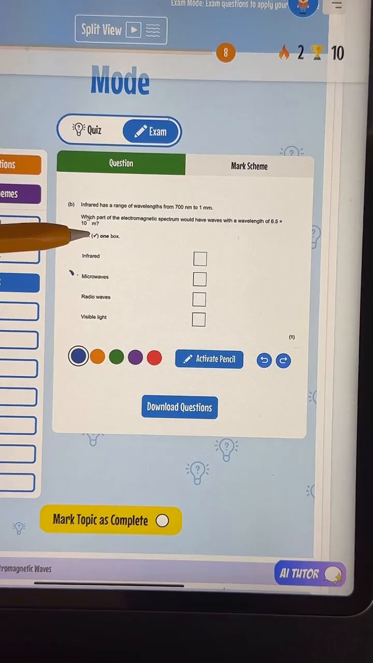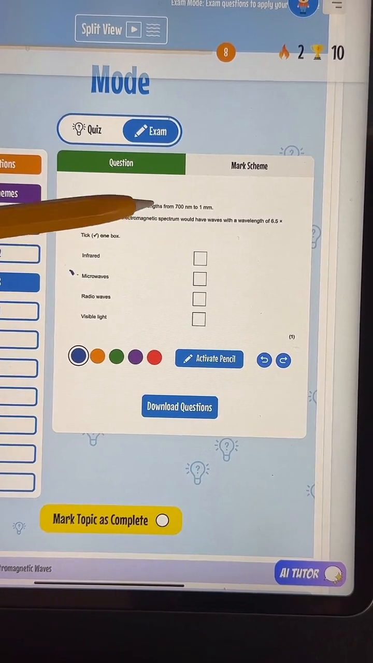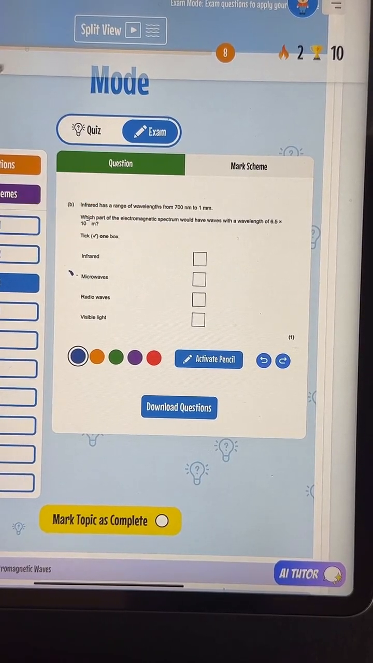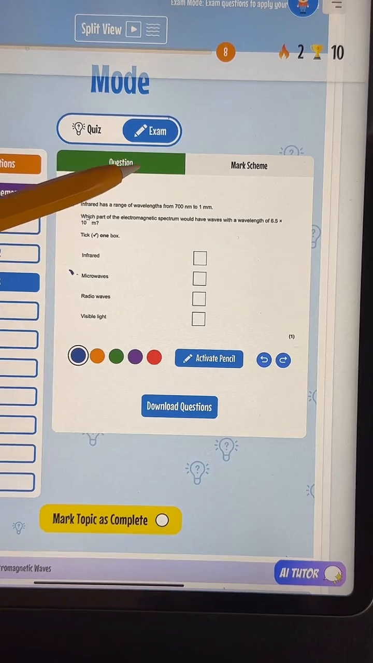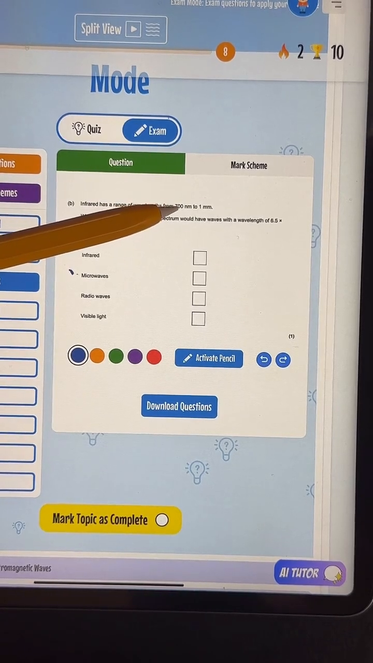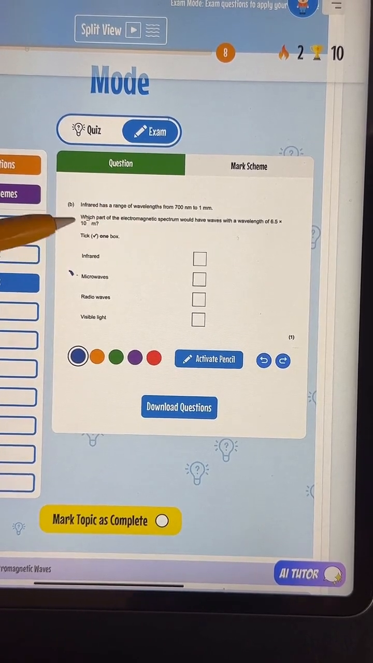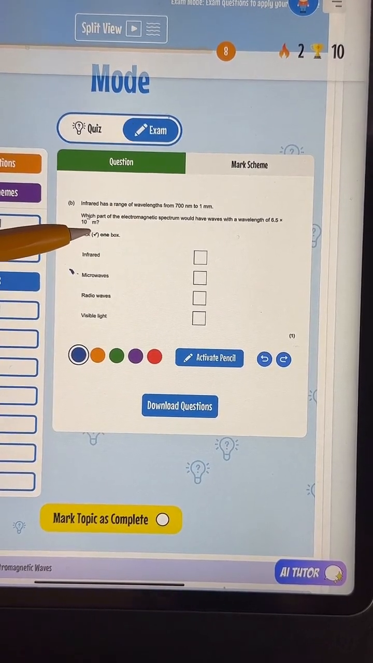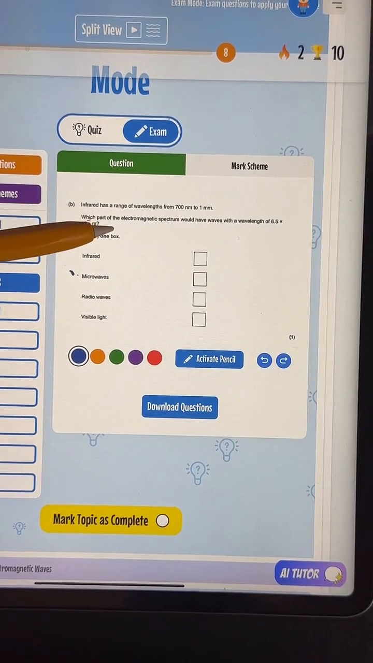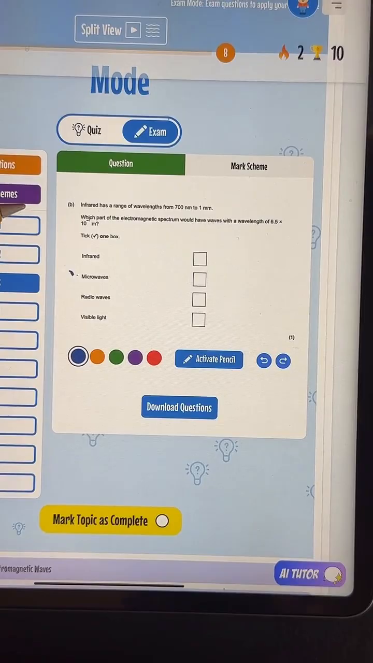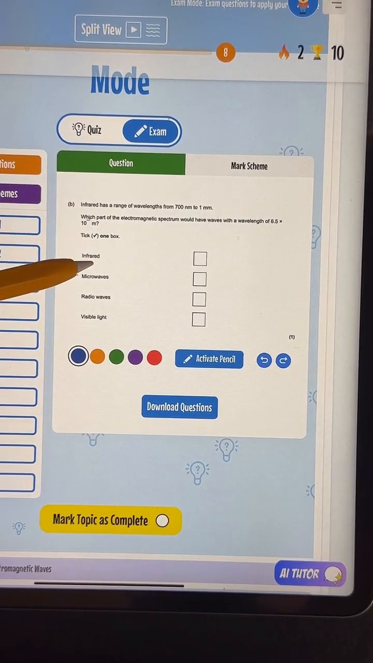6.5 times 10 to the minus 7, where does that sit? Does it sit within this range or outside of this range? We have 700 nanometers, which is 7 times 10 to the minus 7, on one end, but this is 6.5 times 10 to the minus 7. So it's actually shorter. It's not in the infrared range, so we discount infrared.